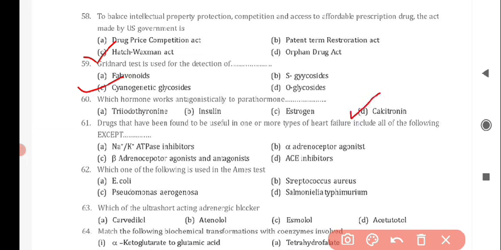Next question is drugs that have been found to be useful in one or more types of heart failure include all of the following except, and the correct answer is option B, alpha adrenoceptor agonist. Next question is which one of the following is used in the Ames test? And the correct answer is option D, Salmonella typhimurium. Next question is which is the ultra short acting adrenergic blocker? And the correct answer is option C, esmolol.